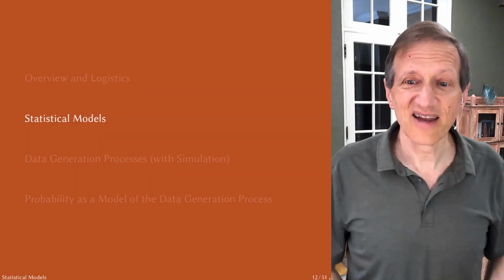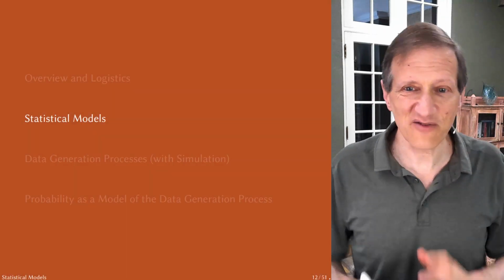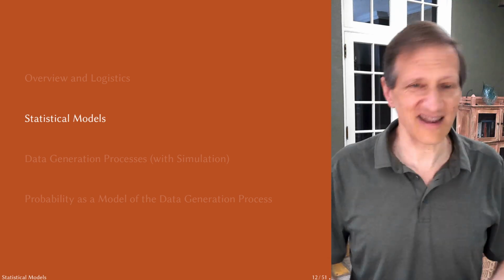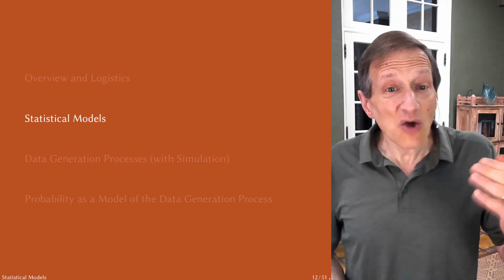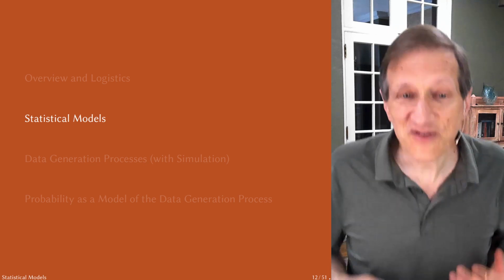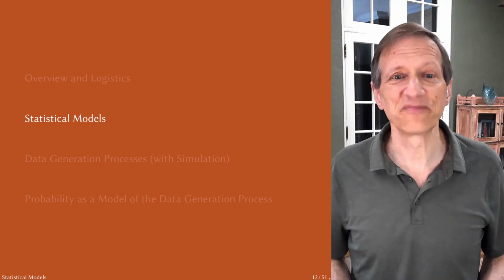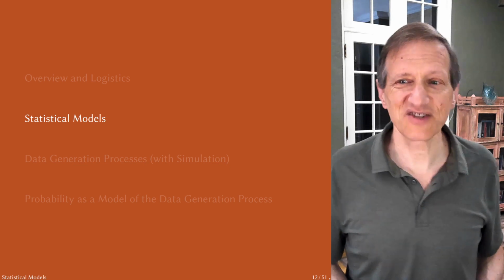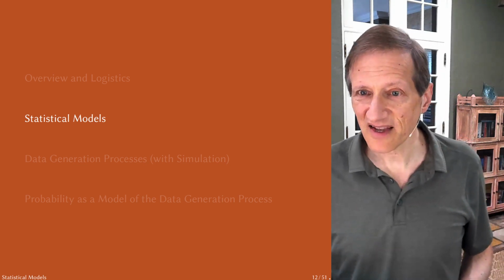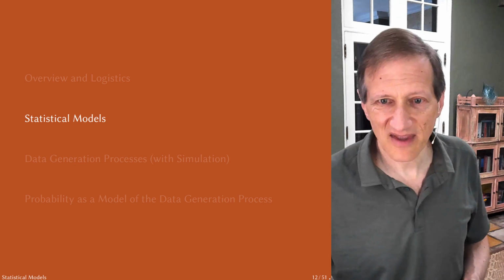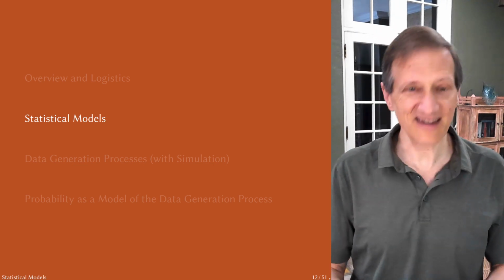So let's get started. Here's our outline that we're doing, at least at the moment. It's not the outline of the whole class, of course. We did overview and logistics. Today we're going to do statistical models and also data generation processes. Okay. Let's see, so let's go back here. And I think we're all ready.